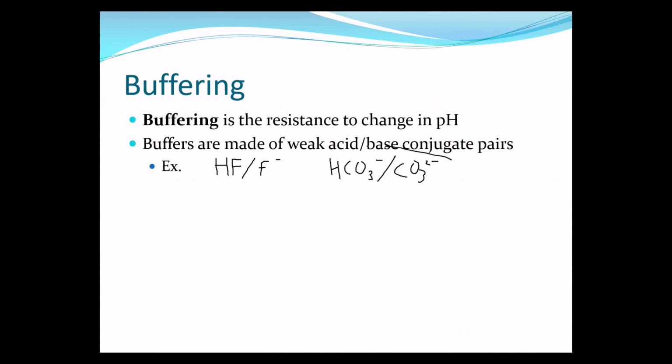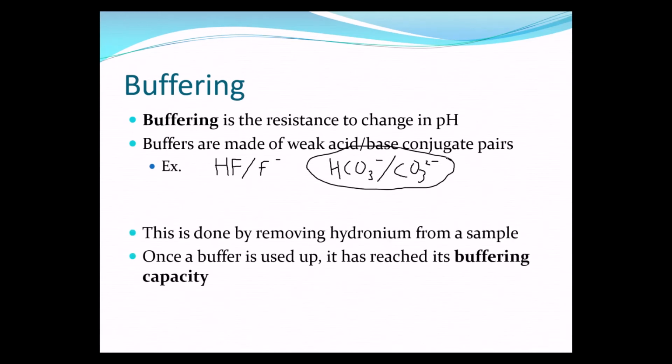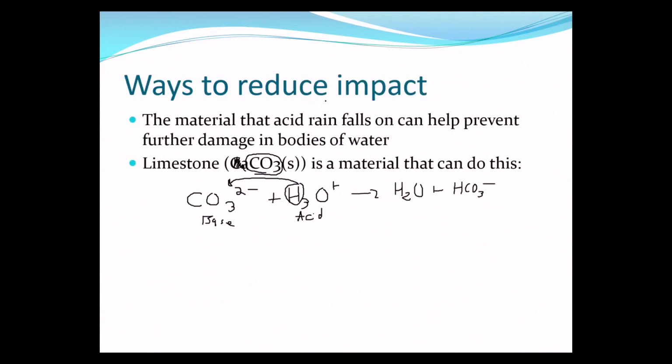This is the most common one that you'll see. It's done by removing hydronium, like we saw in the last example, and once the buffer is used up, it reaches buffering capacity. So there's only a certain amount of limestone that we can have in there. Once we use up all this carbonate, we've reached our buffering capacity, and all of a sudden we'll see our lake pH skyrocket.